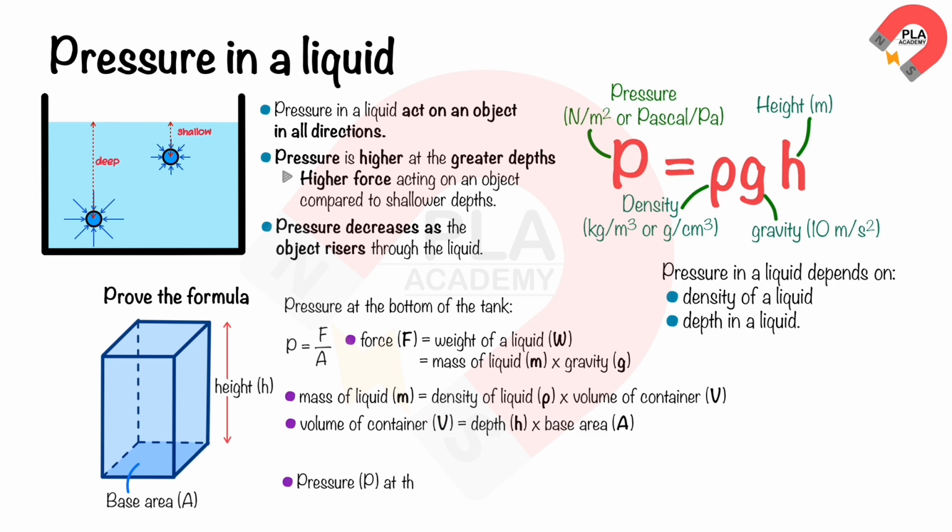So, the pressure at the bottom is equal to F over A. By substituting the force, F, with W equals mg, substituting the mass, m, with rho V, and substituting the volume, V, with h A, we can derive the equation P equals rho g h.